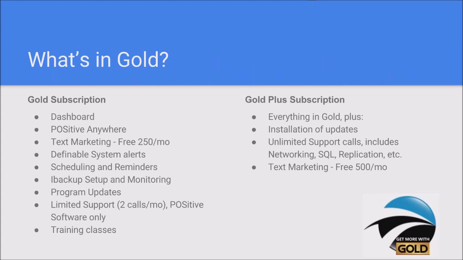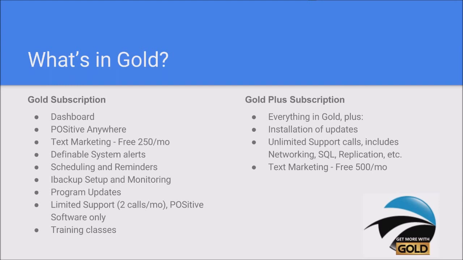So here's all the different things that are in the Gold subscription. Dashboards, and I'll be showing a lot of these briefly, and then we'll go right into the text marketing. Anyway, dashboards, Positive Anywhere. In the past we had a product called Positive Connect that's been retired. It was a web server that ran on-site at your store or place of business, and then you could use any browser and check up and see what your sales were for the day, or look up a customer name or orders or things like that.